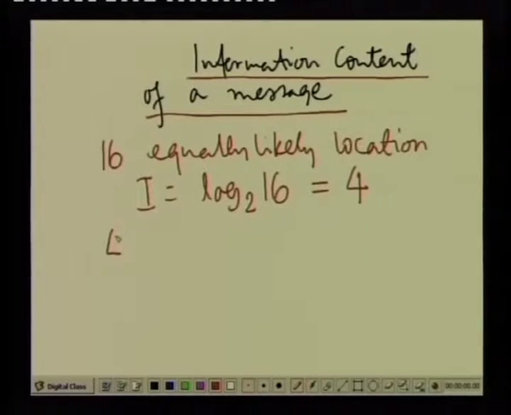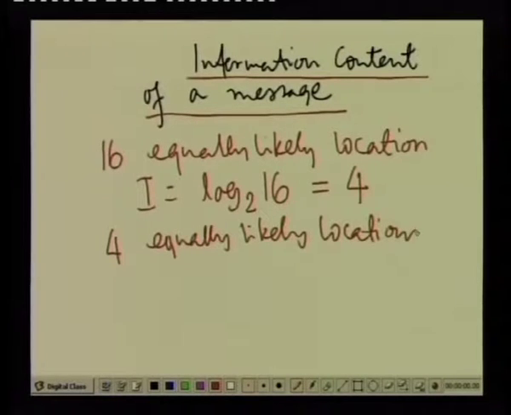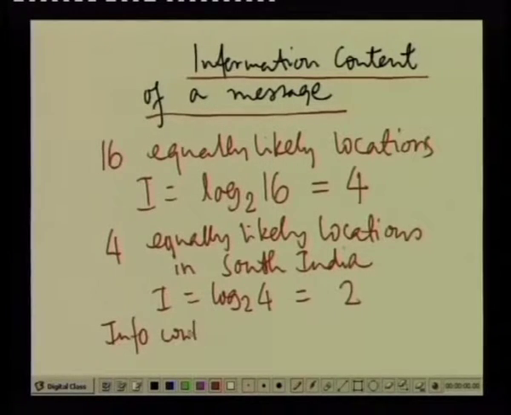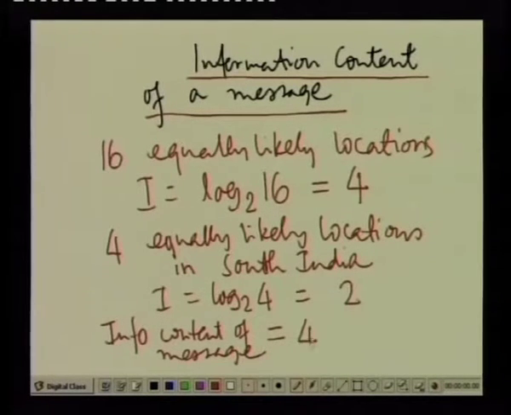Now, 4 equally likely locations in South India, as we have seen, the southern part of the country, I equals log 4 equals 2, all right. So, what is the information content of the message? The information content of the message, therefore, is 4 minus 2 equals 2.